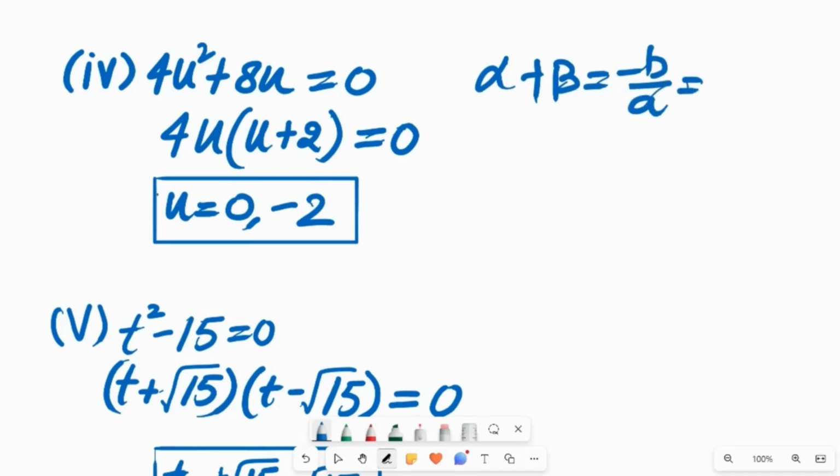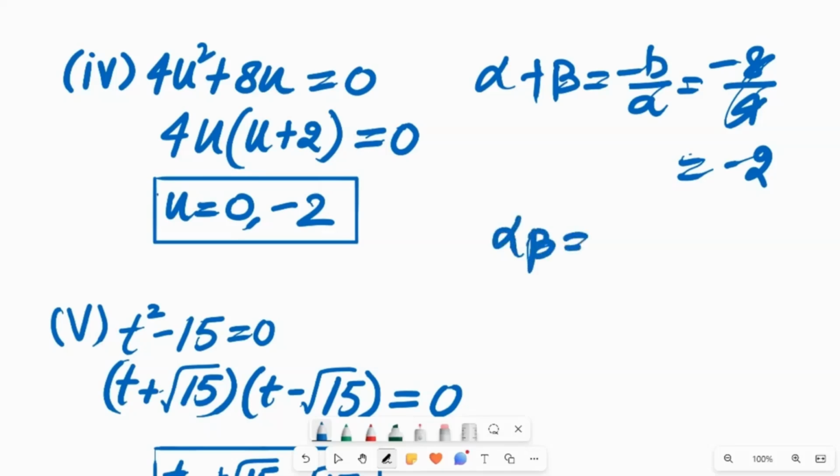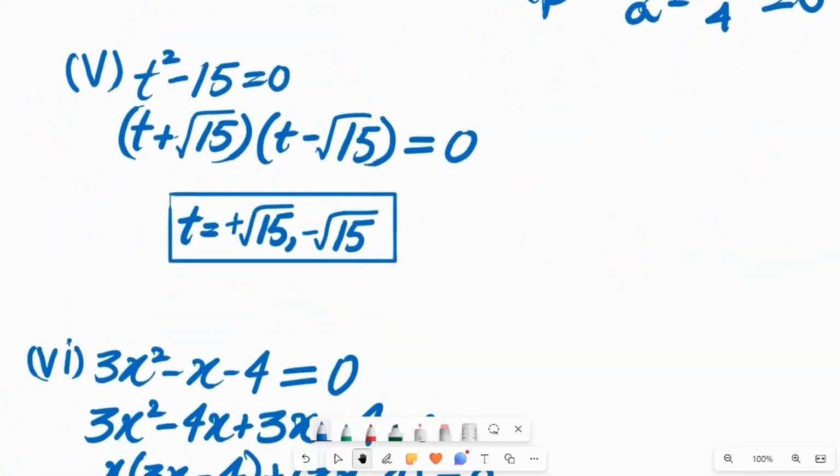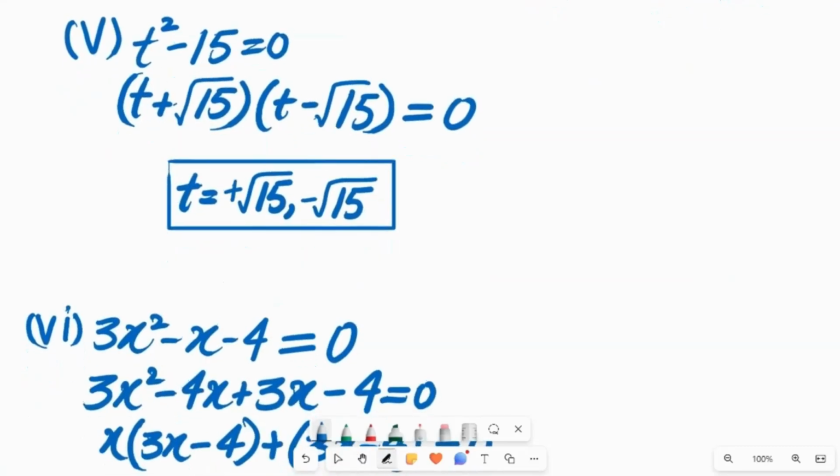So minus of 8 is minus 8 by 4, we have sum equal to minus 2, and 0 plus minus 2 is actually minus 2, and product of zeros is equal to c by a. Since we don't have a constant term, c equal to 0, so 0 by 4 is equal to 0, and indeed 0 into minus 2 is actually 0. And fifth one, we have t square minus 15 equal to 0. Here we don't have coefficient of x. So therefore, alpha plus beta is equal to minus b by a.